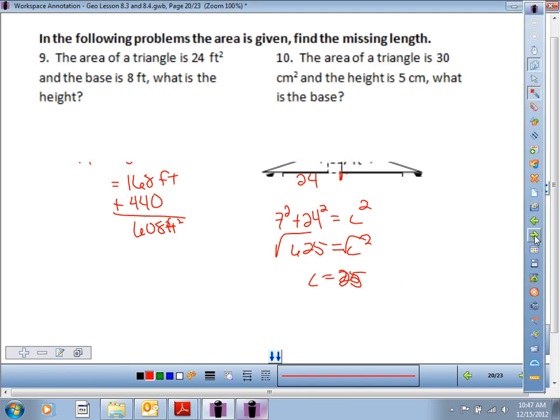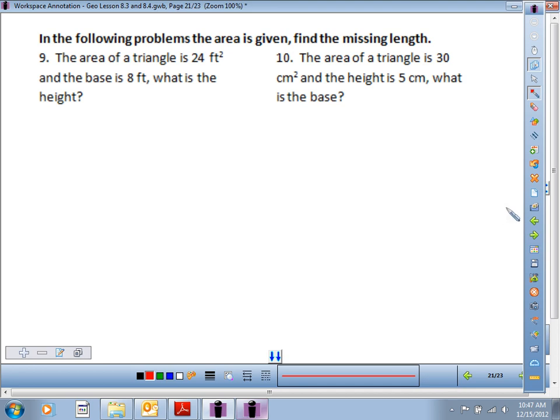Here are some work-backwards ones, just like we did last class. In the following problems, the area is given. Find the missing length. So the area of a triangle is 24 square feet. So what I would do is stop, and I'm going to write the area formula for a triangle: 1/2 base times height. The area is 24. That goes here.